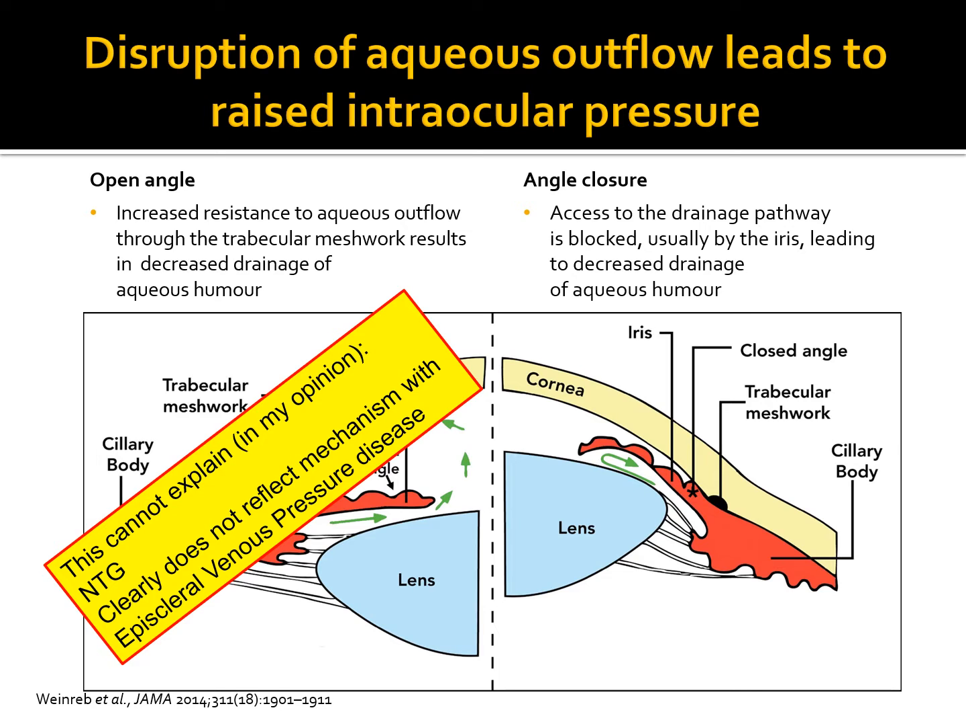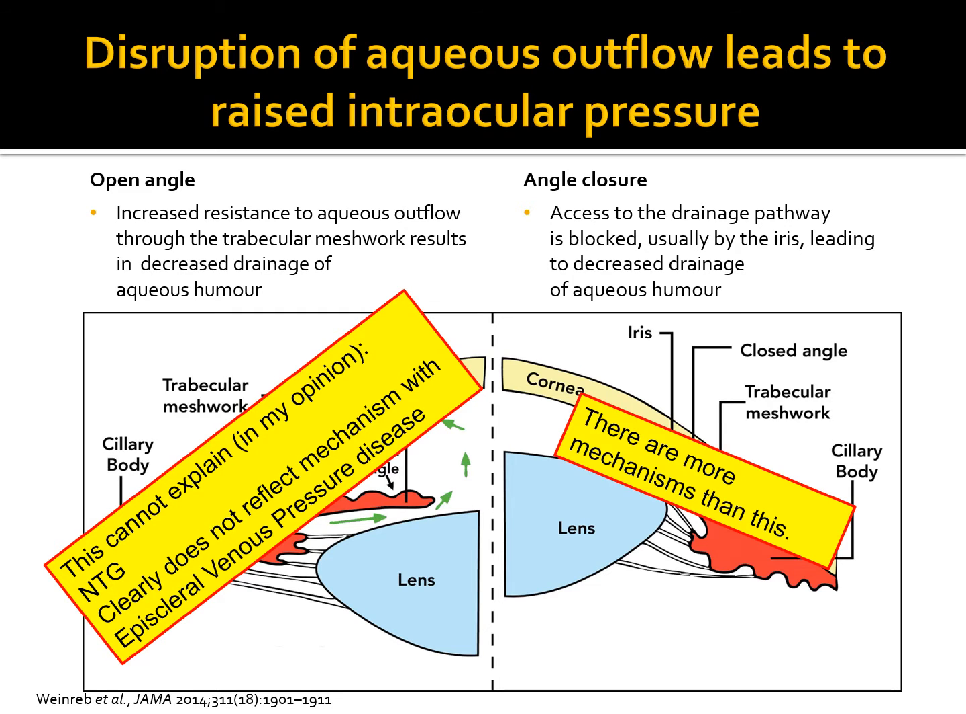And of course, there's also episcleral venous pressure disease, where the pressure there goes up and up and up. And it's not that the TM isn't open to drainage, it's just the backup pressure on the other side is too strong, too great to allow the aqueous to drain through, because it's obviously a pressure-driven thing. And then there are more mechanisms than pupil block as well, which we'll come on to, but in a general sense.